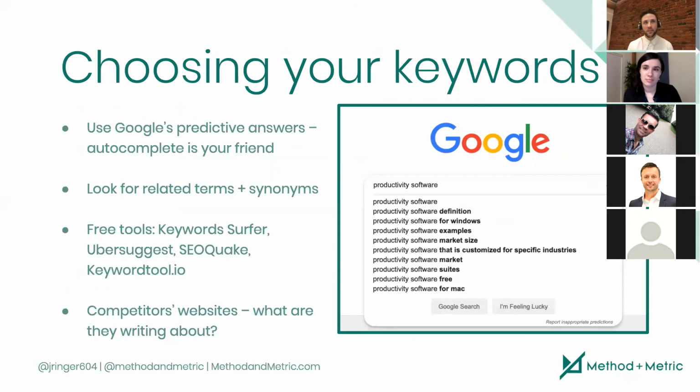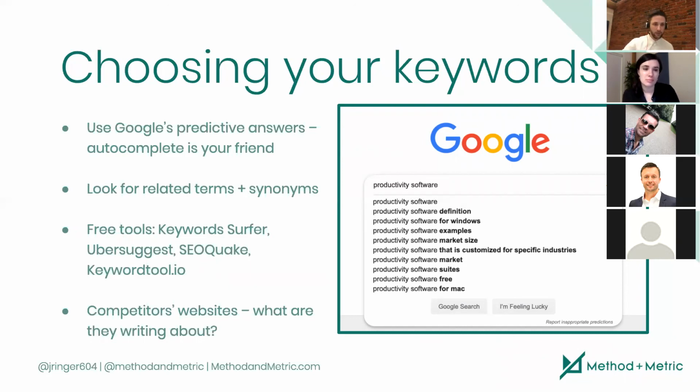So when we're choosing our keywords, it's always best to start with Google's predictive answers. Autocomplete here is our friend, because these are searches that Google already knows have been done by other people, and so they have some data to tell you that these are what people are potentially looking for.